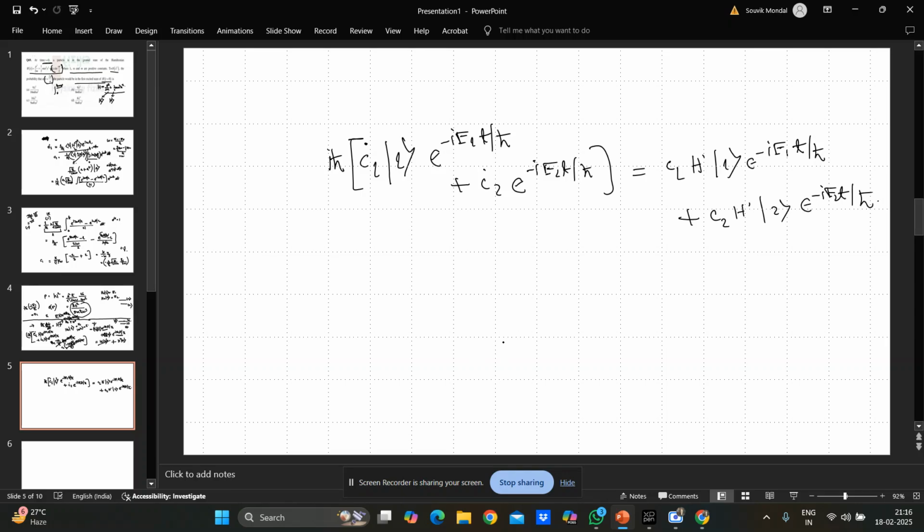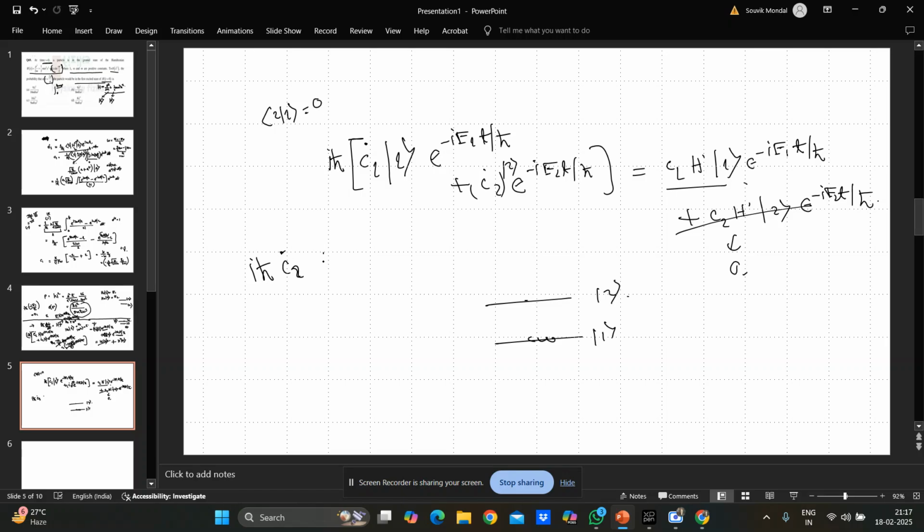Now if you assume that at t equal to 0, all particles are in this one state and the other state is blank, and after that you are trying to calculate the transition probability, then at t equal to 0, C2 is 0. So this term has no contribution, and you are left with only this term. Now you want to calculate C2 dot, how C2 is changing. So multiply by ⟨2|, and if you assume that they are orthonormal states, then ⟨2|1⟩ is 0.